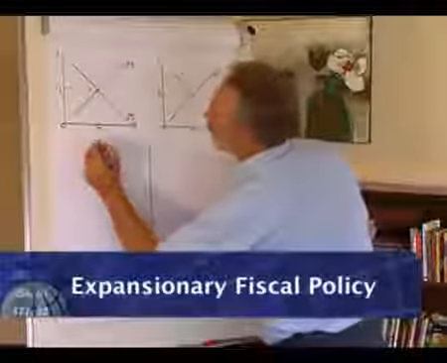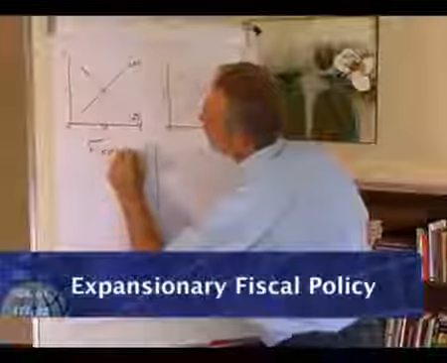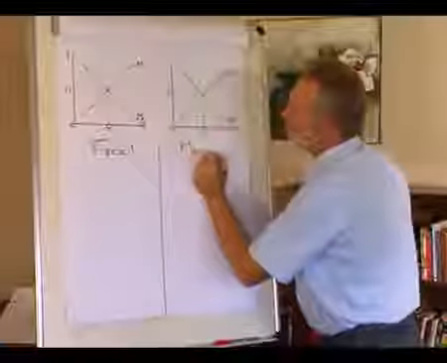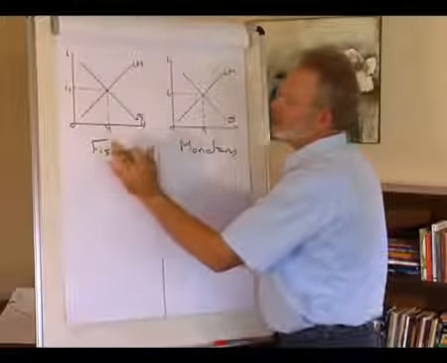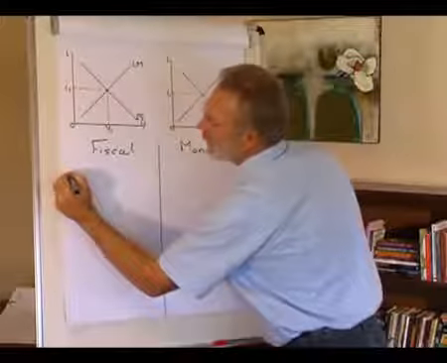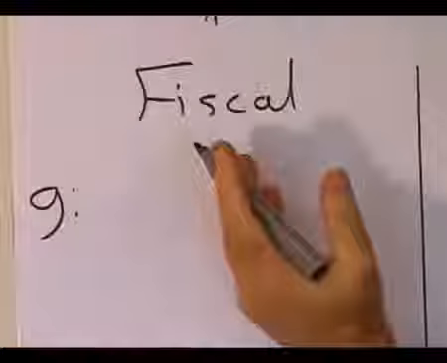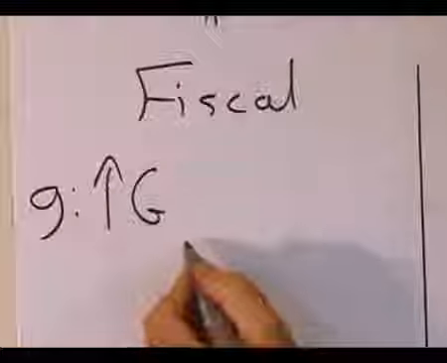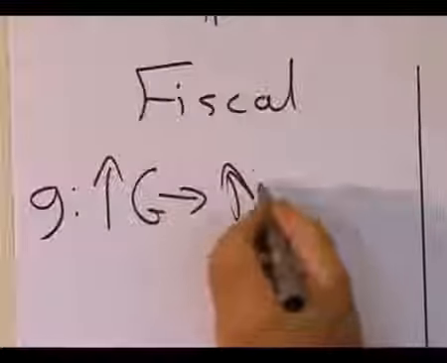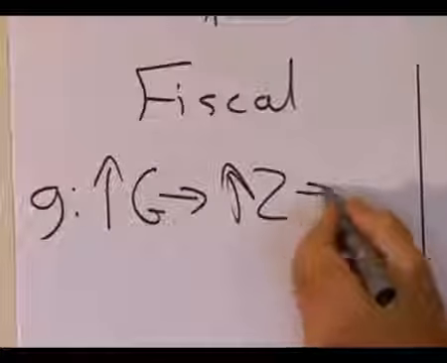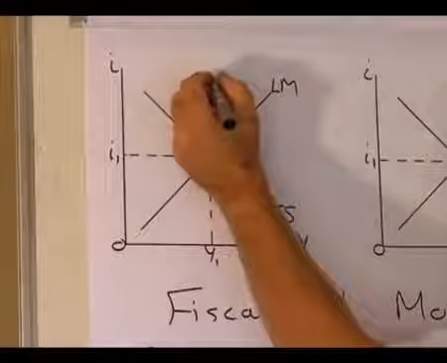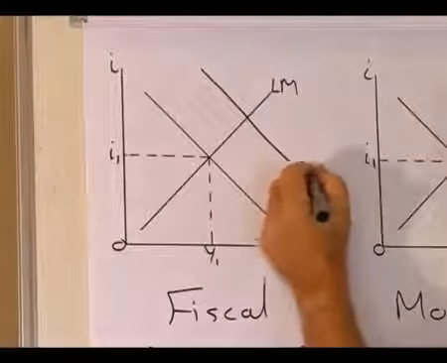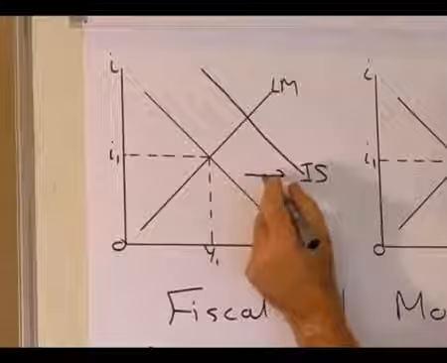Let's compare fiscal policy with monetary policy. This side we have fiscal policy, and here we deal with monetary policy. Fiscal policy deals with the goods market. So the initial effect is in the goods market. Fiscal policy, an increase in government spending, leads to an increase in demand for goods and services, leading to an increase in the output level. We can also show this graphically. The increase in demand for goods and services shifts the IS curve to the right.